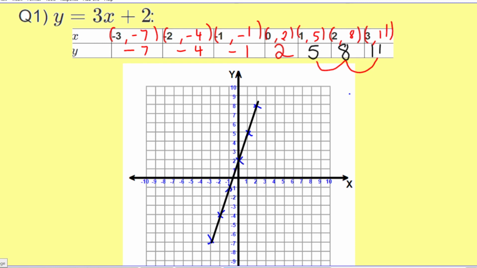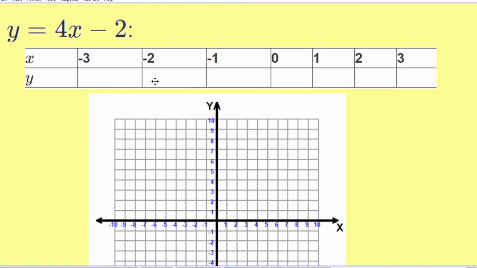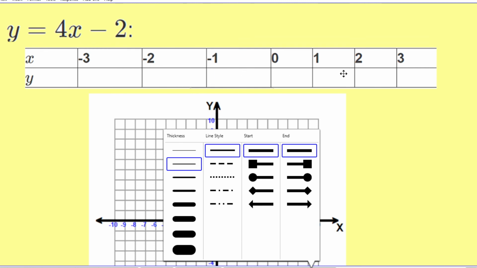Okay, my next one. So again, we're going to work these out. So we've got 4x minus 2. So again, I'm going to start with 1, and I'm going to work up to my positive numbers and then back to my negative numbers. So 4 times 1, so 4x, 4 times 1 is 4. Take away 2 is going to give me 2.